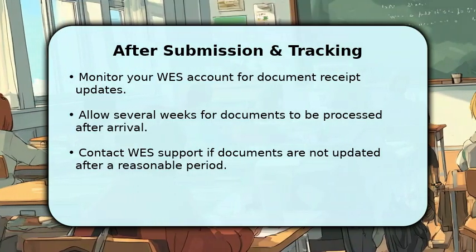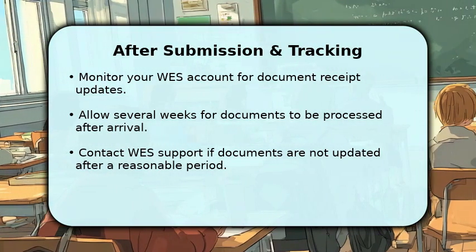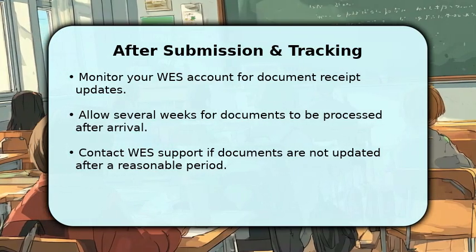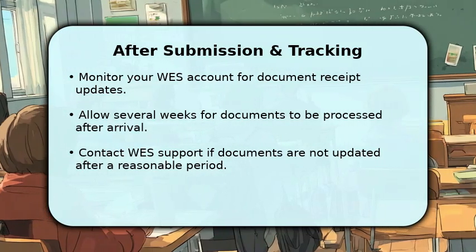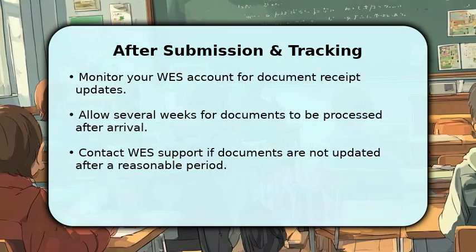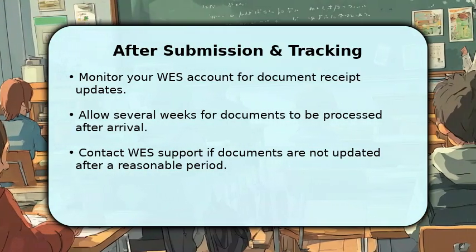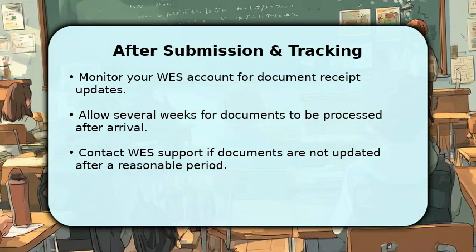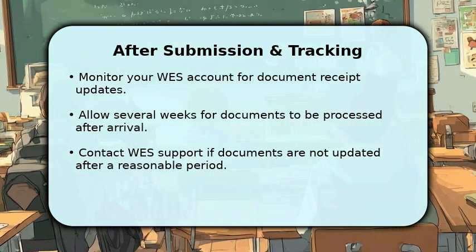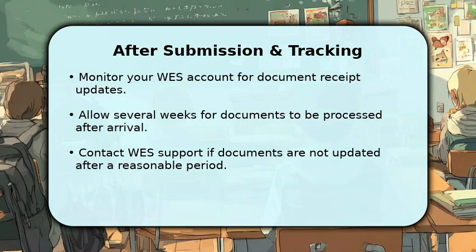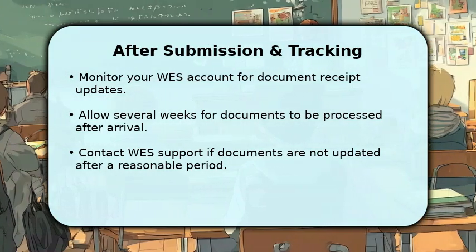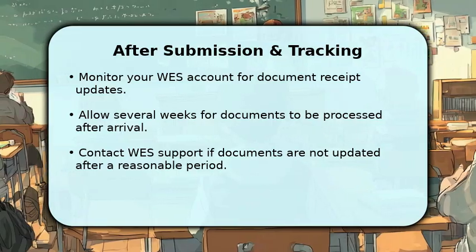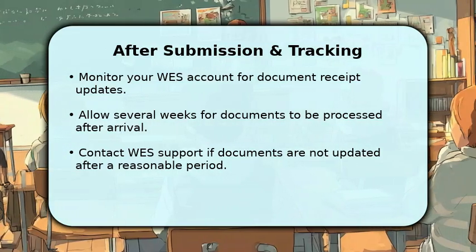Once your institutions have mailed the documents, regularly check your WES online account for status updates. It can take several weeks for WES to receive, open, and process your mailed documents after they arrive at their facility. The online portal will indicate when each required document has been received and accepted. If you notice a significant delay, or if documents are marked as missing, contact WES Customer Support for clarification. Be prepared to follow up with your institutions if resubmission is necessary.